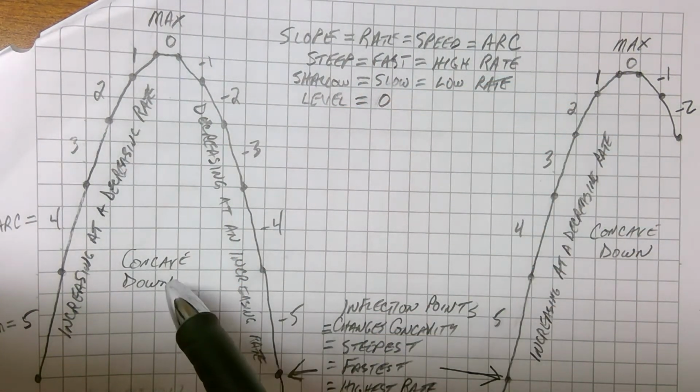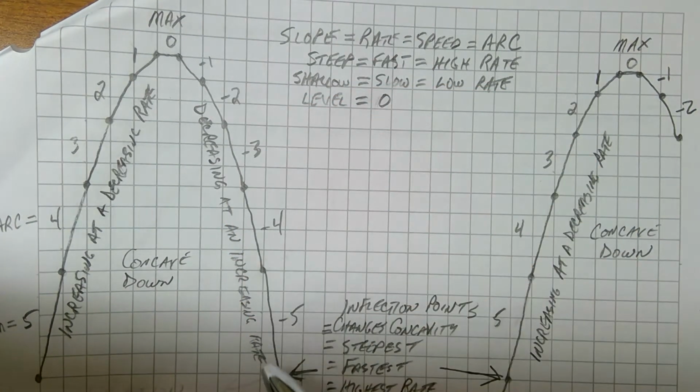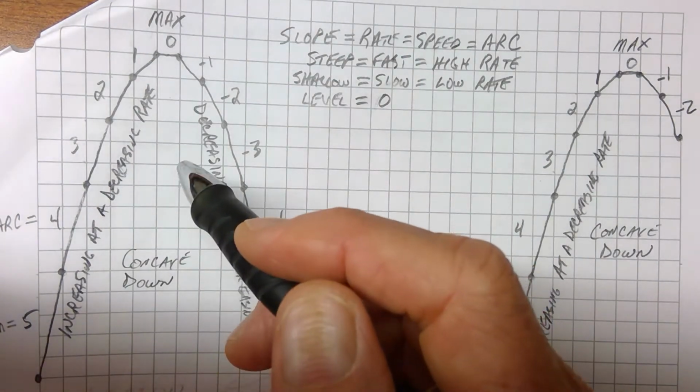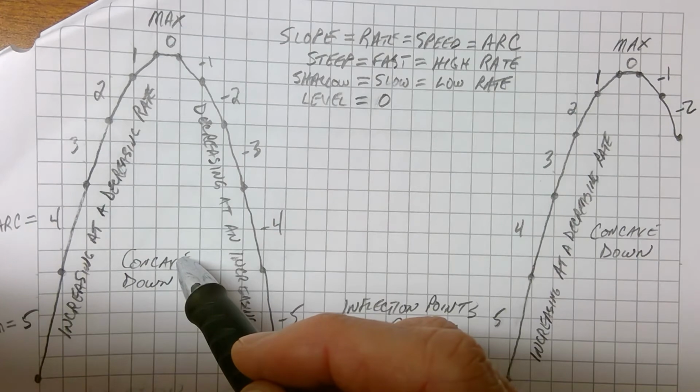Now just to name the parts of this curve, first of all, the whole upside down U shape here is called concave down. If it looks like an upside down U, I like to think that it looks like a frown. It looks like somebody frowning. So concave down looks like a frown.